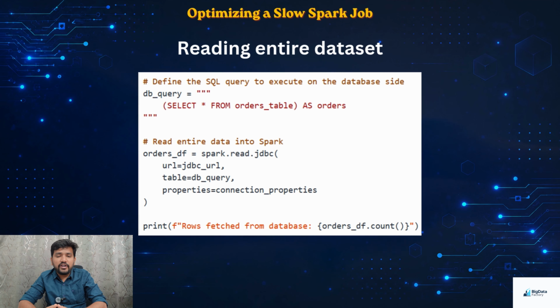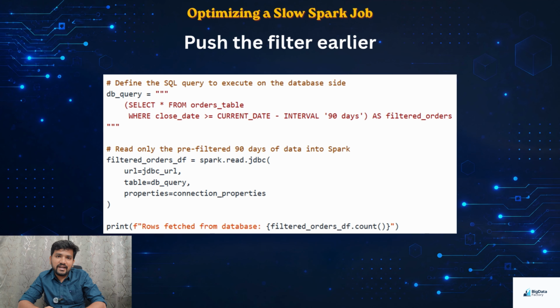Fix number one, read less data. The original job reads the entire orders dataset, but the business only needs the last 90 days of data for this revenue attribution table. That means we are wasting time reading data we will throw away later. So I push the filter earlier instead of reading everything and filtering later.